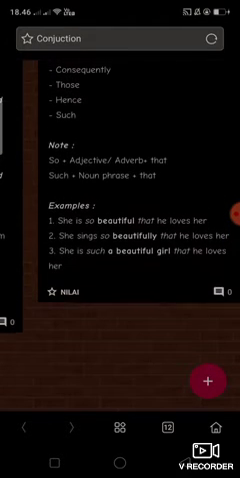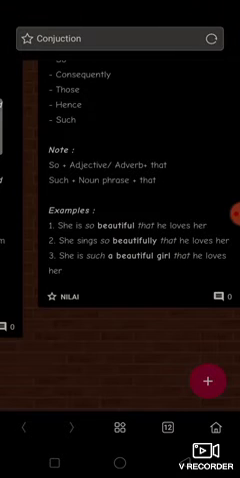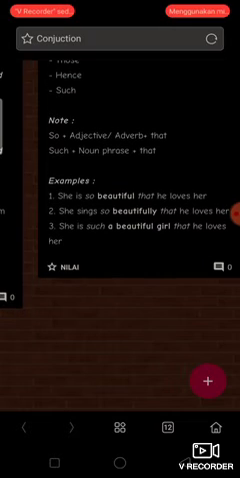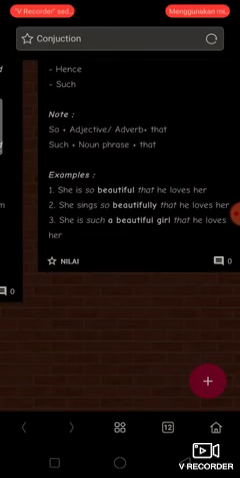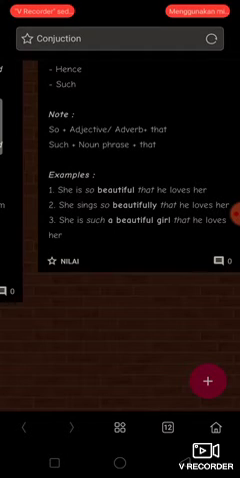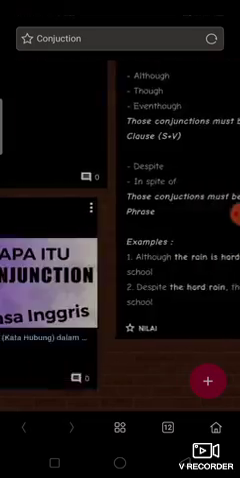In the first one, the students must know that so is followed by beautiful and then followed again by that. In the second one, so must be followed by an adverb because it explains a verb, sings is a verb, and then it is followed by that. And a beautiful girl is a noun phrase because it's used with the conjunction such, and then it is followed by that.